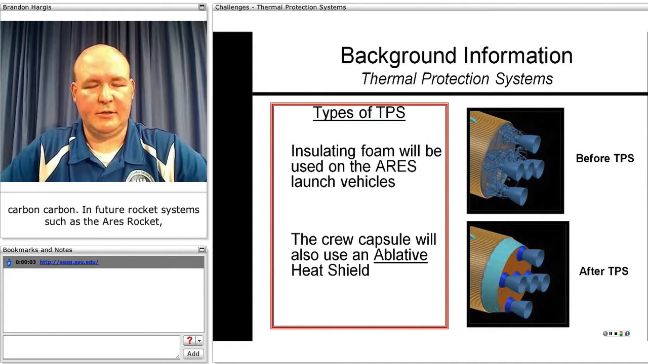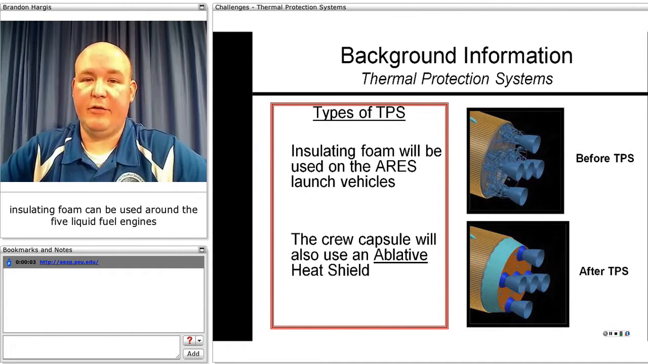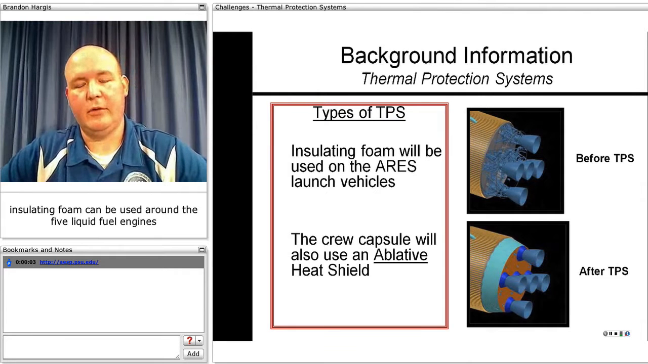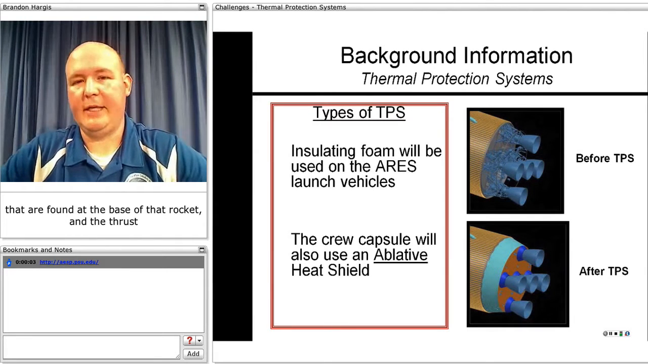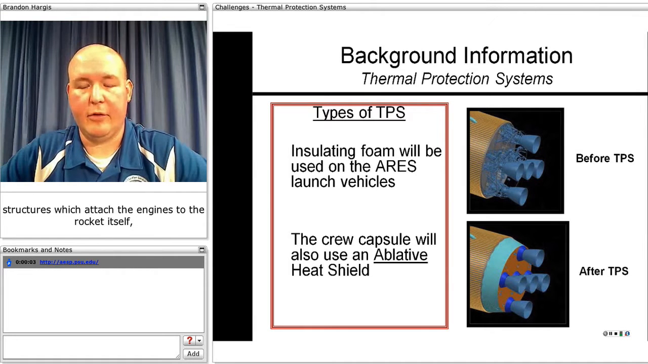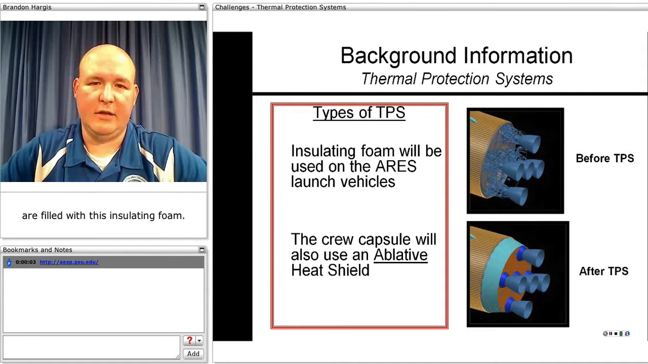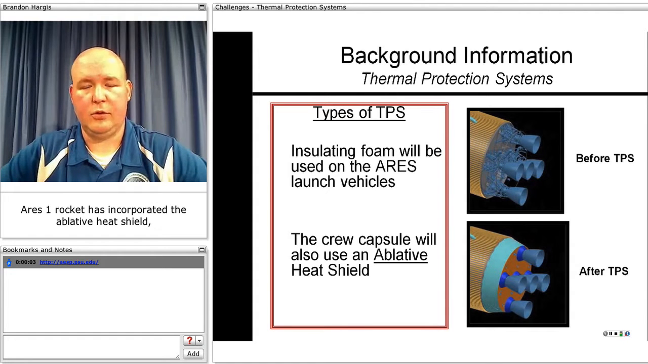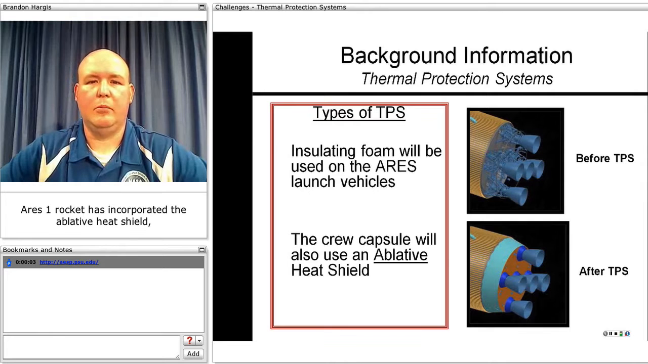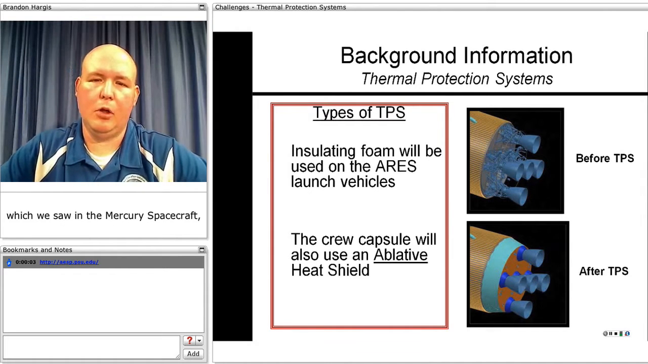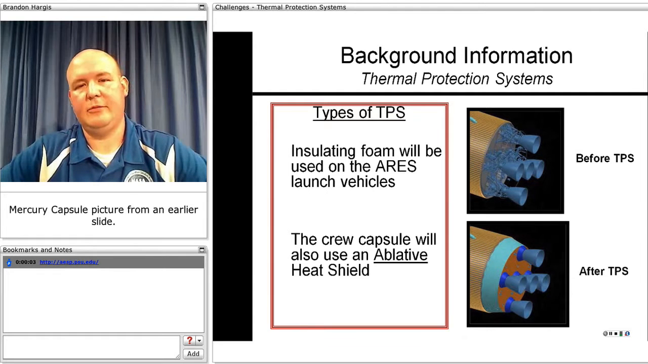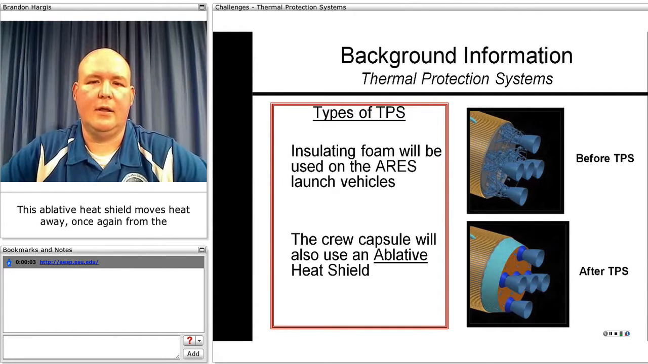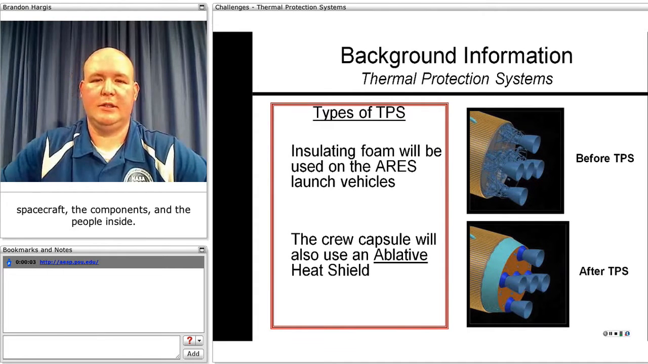In future rocket systems, such as the Ares rockets, insulating foam can be used around the 5 liquid fuel engines that are found at the base of that rocket, and the thrust structures which attach the engines to the rocket itself are filled with this insulating foam. Now, the crew capsule Orion, which was built originally for the Ares 1 rocket, has incorporated the ablative heat shield, which we saw in the Mercury capsule picture from an earlier slide. This ablative heat shield moves heat away once again from the spacecraft, the components, and the people inside.